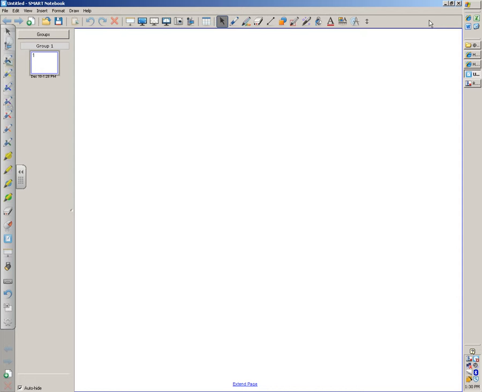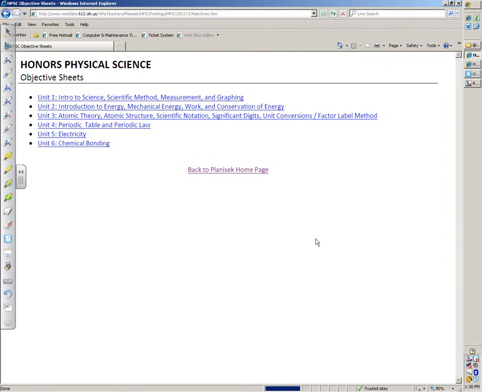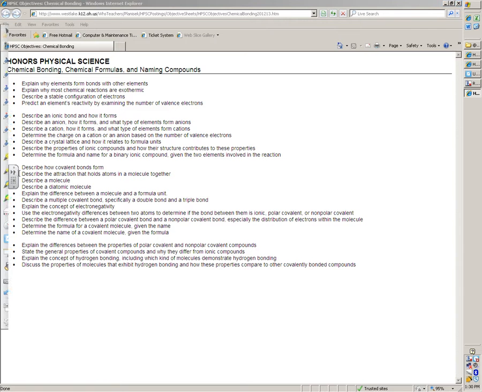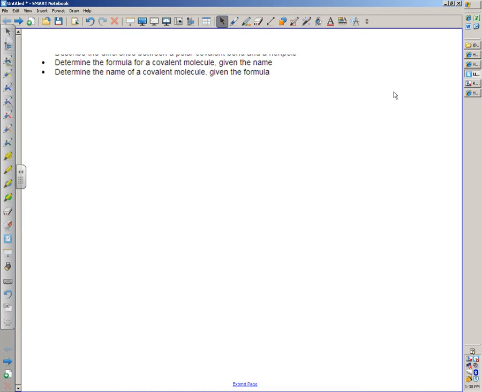Okay, on the objective sheet, towards the bottom, it says determine the formula for a covalent bond given the name, and then it says determine the name of a covalent molecule given the formula. So, as far as the objective sheet goes, Paige, this gets into the chart, right? If I give you a name, you should be able to use that name to figure out what the formula for that compound is going to be.